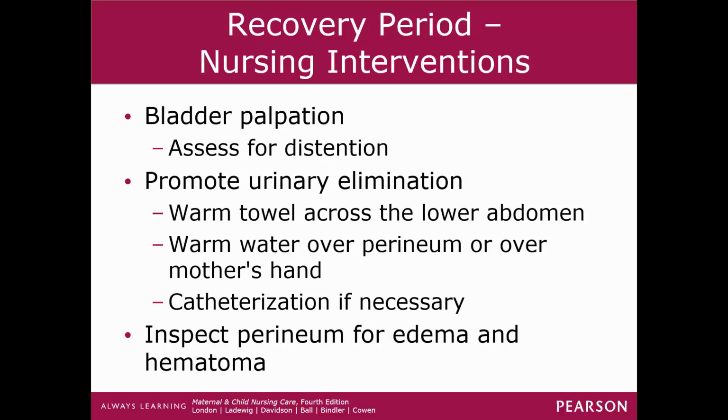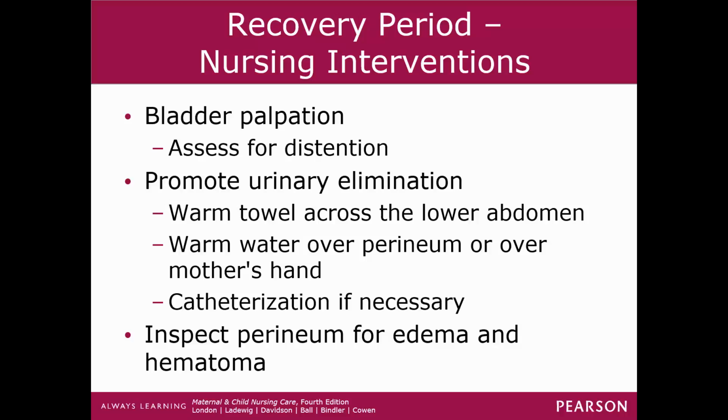Now, we also want to determine when she last voided, and if it's been more than 2 to 3 hours, we might want to palpate the bladder to see if we have a full bladder, because a full bladder will interfere with uterine contractility and possibly increase bleeding. So, depending on when she last voided, before she started pushing, or when we took the Foley catheter out before she started pushing, we may need this woman to void pretty soon.